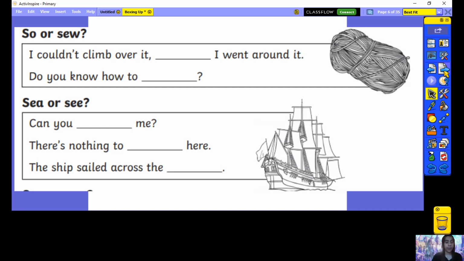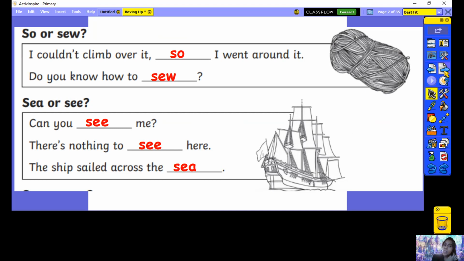So first one, make sure you've written 1, 2, 3, because there are 3 sentences here. Number 1, can you see me? Number 2, there's nothing to see here. And number 3, the ship sailed across the sea. So I'll give you a few seconds to write your answers before I reveal the answers. But again, press pause if you need some more time. So you're going to give me about 3, 2, and 1.